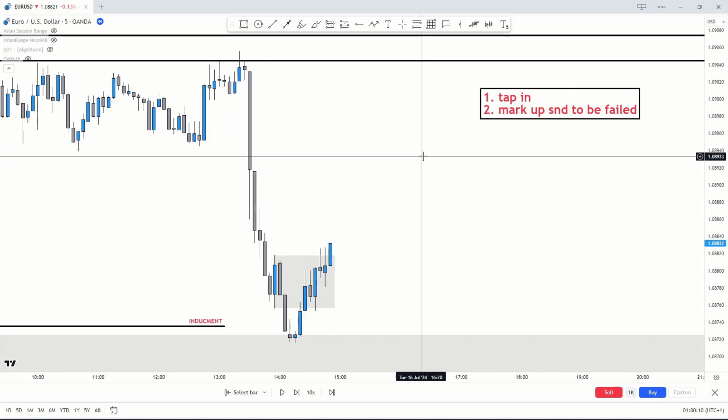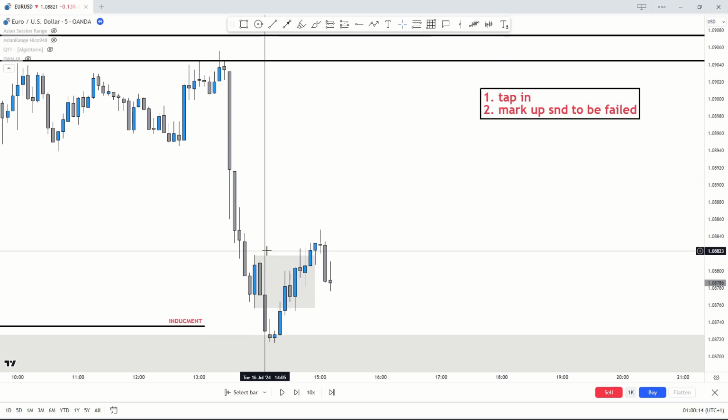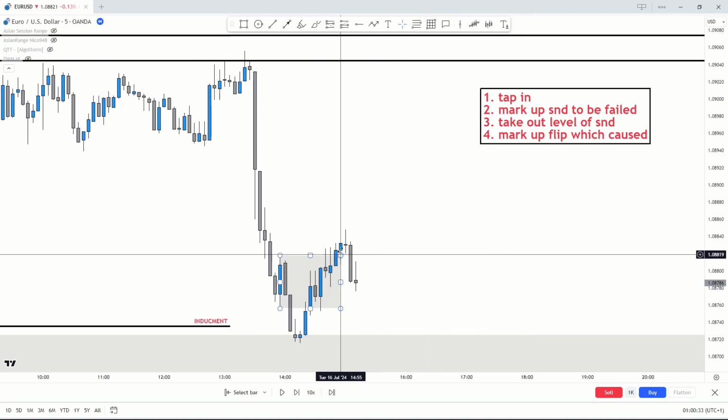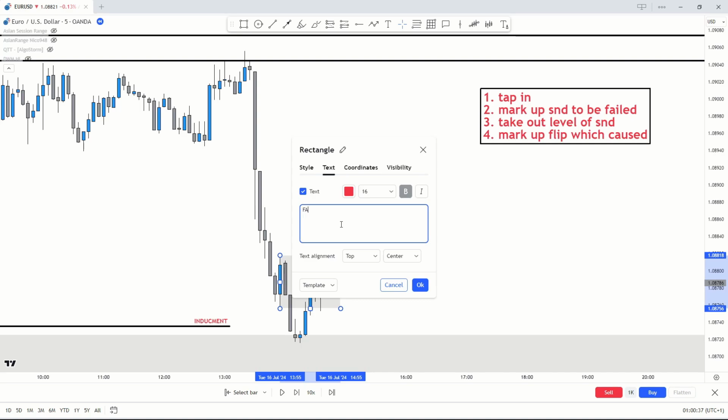Boom. Right there, we can see price takes out this level of supply. Right, so let's just put that in step number 3. Take out level of S&D, mark up flip, which caused. Okay, so price has now taken out this level of supply, telling us that we have now failed supply.